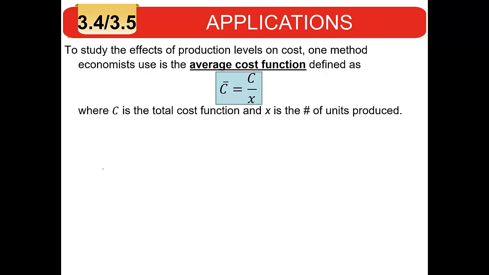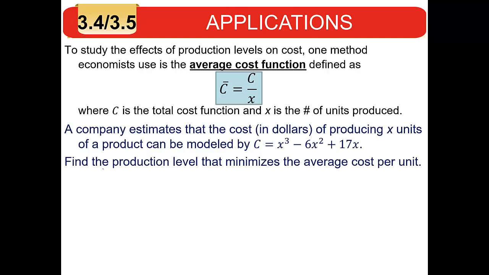You just need to learn that. Here's the problem. A company estimates that the cost in dollars of producing x units of a product can be modeled by C equals x cubed minus 6x squared plus 17x. Find the production level that minimizes the average cost per unit. Not minimize cost, but minimizes average cost.